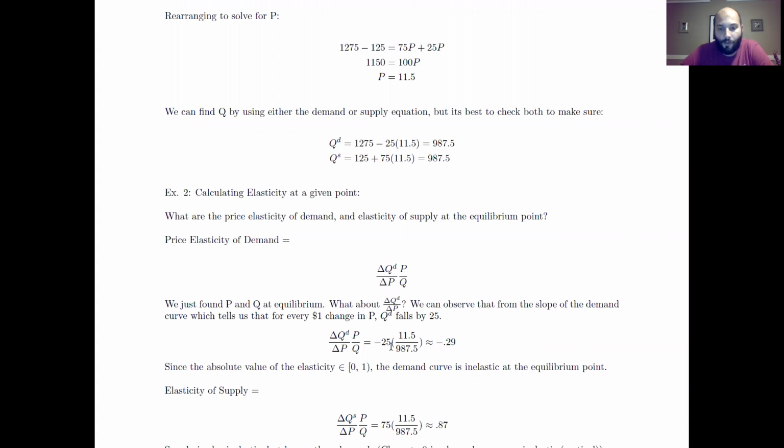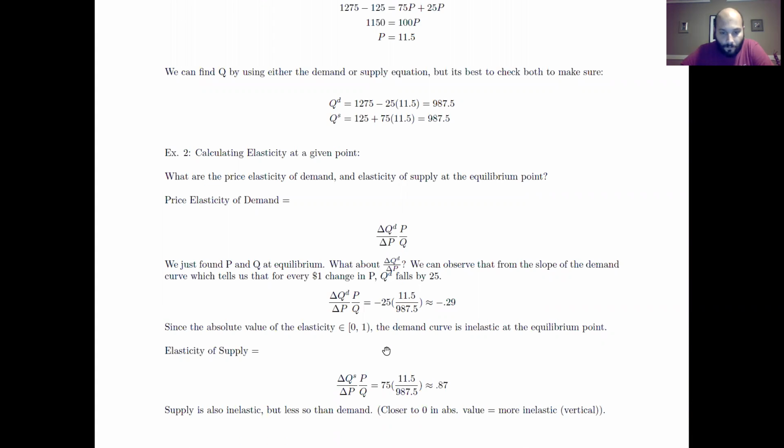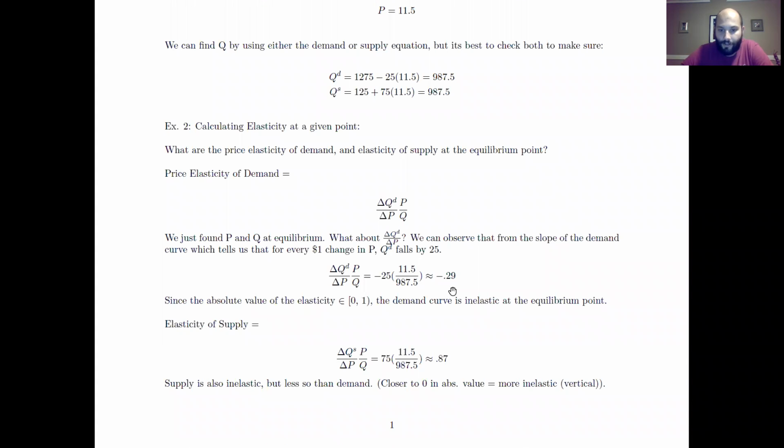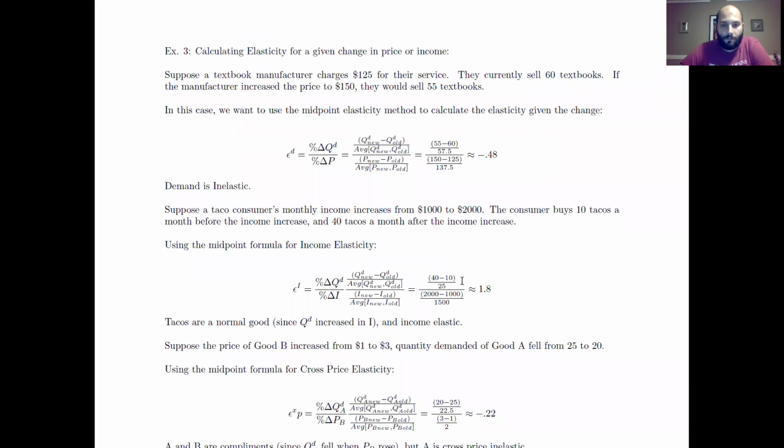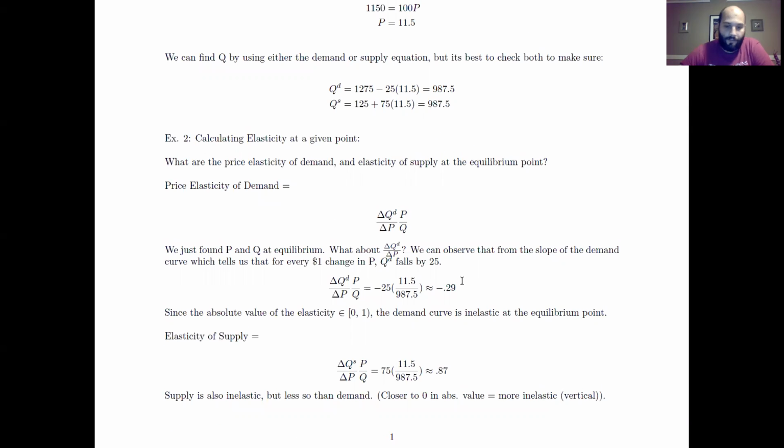We have our price, quantity, we have our slope, so to speak. So calculate that out. You should get something in the neighborhood of negative 0.29. And because that is an absolute value between 0 and 1, we know that the demand curve is inelastic at the equilibrium point.